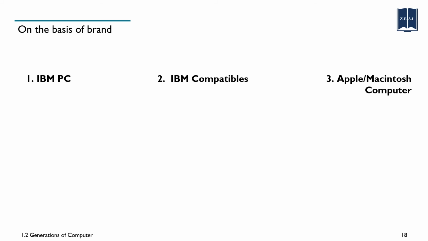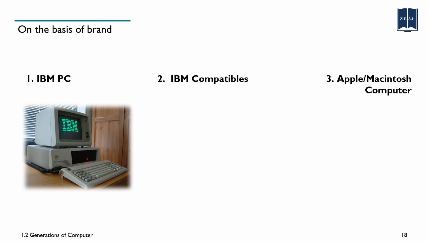On the basis of brand, computers can be classified as IBM PC, IBM compatibles, and Apple Macintosh computers. IBM PC. IBM is the largest computer manufacturing company established in the USA. IBM PCs are reliable, durable, and have better quality, but they are costly.